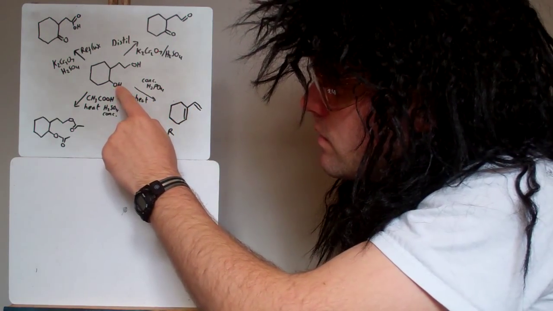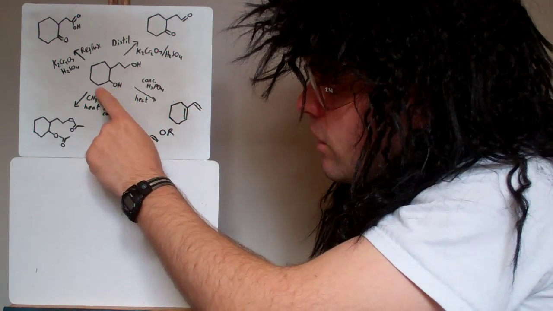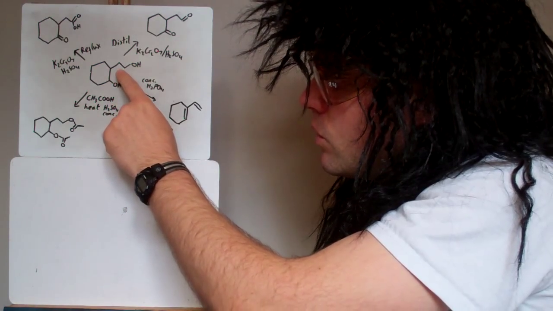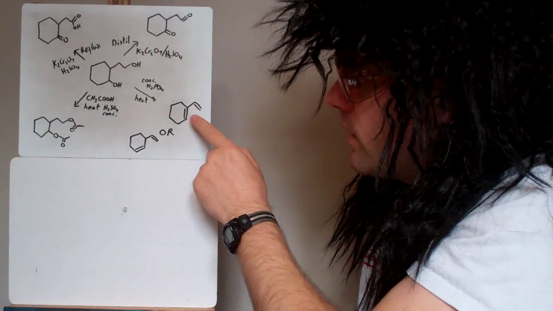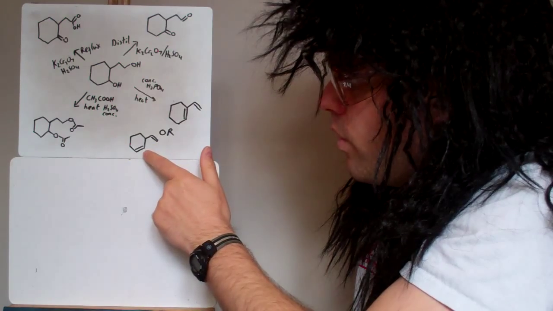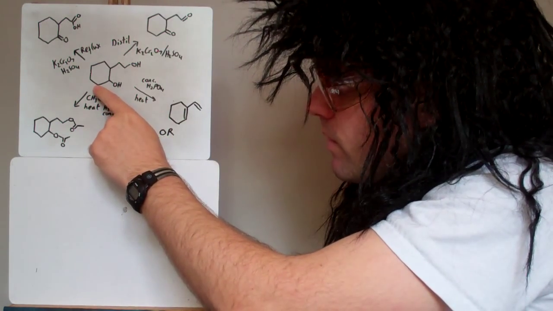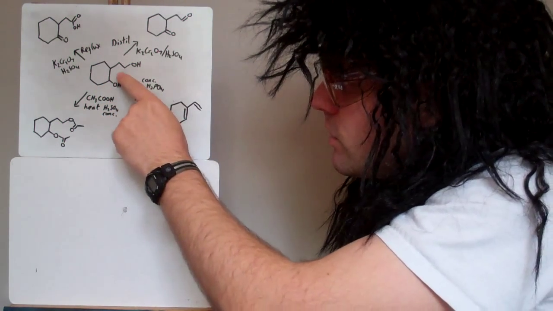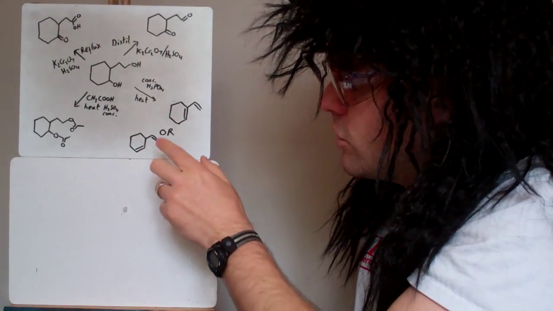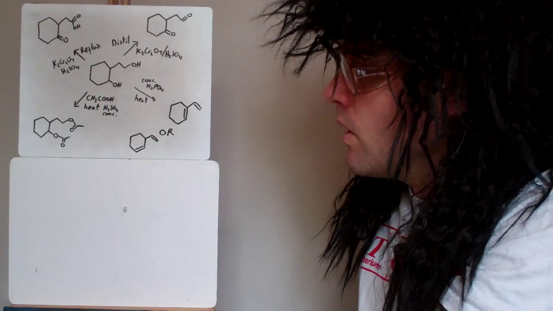But here, when this OH leaves, you could take the hydrogen from this carbon with it, or the hydrogen from that carbon with it. So the double bond could either be there or there. If you had taken that hydrogen from here, the double bond would have been there. If you take that hydrogen from there, it would have been here. So two possible products here.